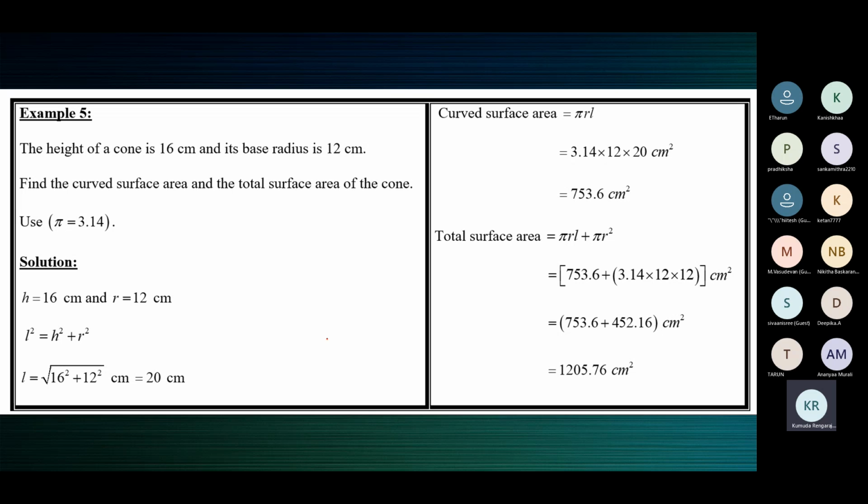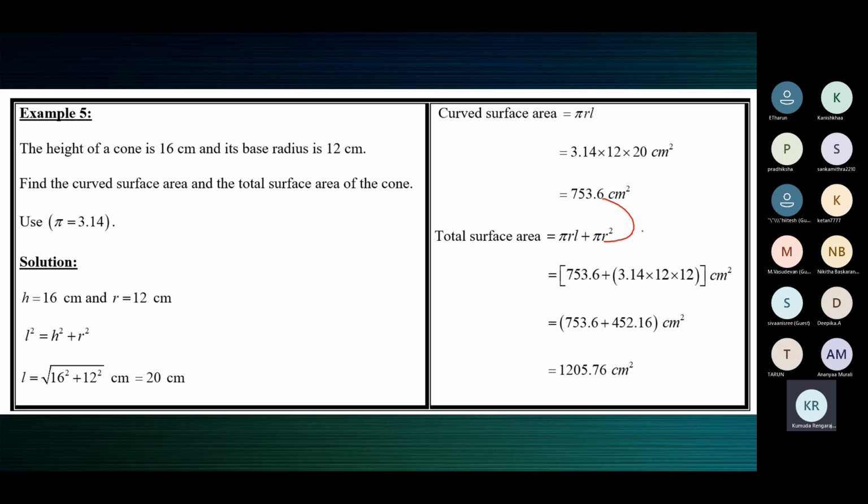What is the TSA of a cone? It's the CSA plus the area of the base. Total surface area of a cone is nothing but the CSA of the cone plus the area of the base. So since we have already found the CSA, I've written pi RL plus pi R square.